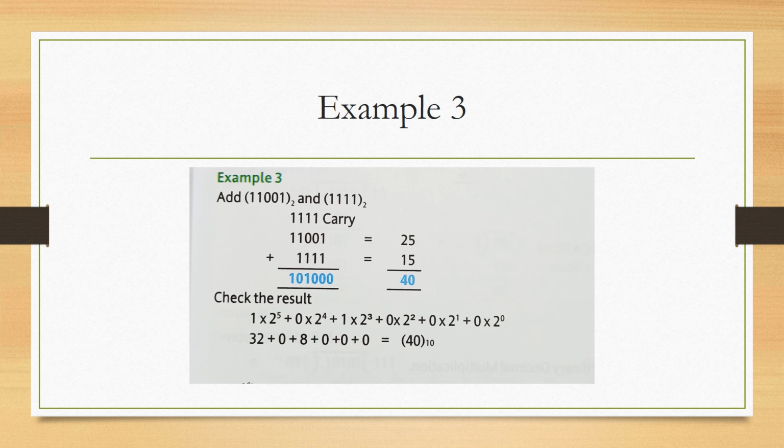When we see that all these numbers are multiplied by 0, we get 0 only, but when multiplied by 1, we get the further number, as we got 32 and 8. So when we add 32 plus 8, we get 40. So 40 is a decimal number. When we add 25 and 15, the last answer we got is 40, that is a decimal number.